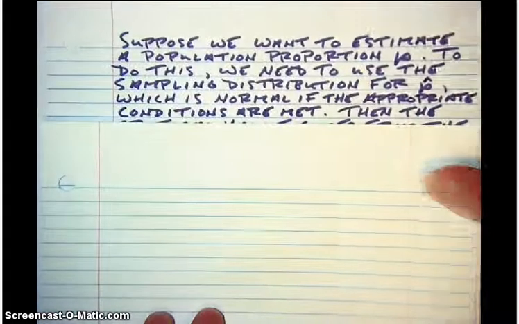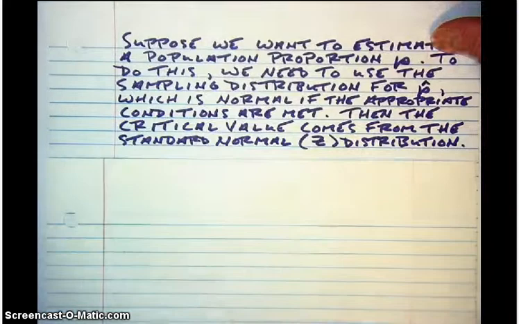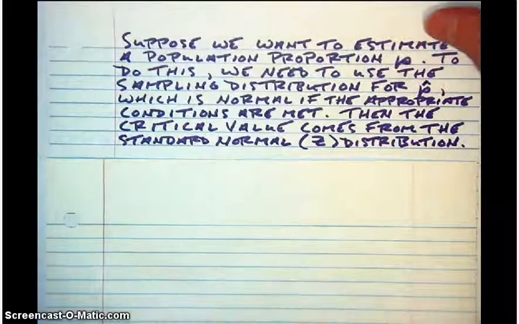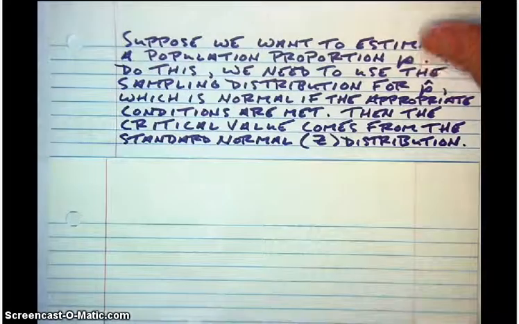And then the critical value that we're going to use for our confidence interval is going to come from the standard normal distribution. In other situations where you're working with means or with chi-squares or something like that, the appropriate sampling distribution will not be a z distribution, it will be something else. And when we get to those topics later on, we will see what the appropriate distributions are to get our critical values from. But for now, we're going to be doing inference for proportions, and we'll use the standard normal or z distribution for that.